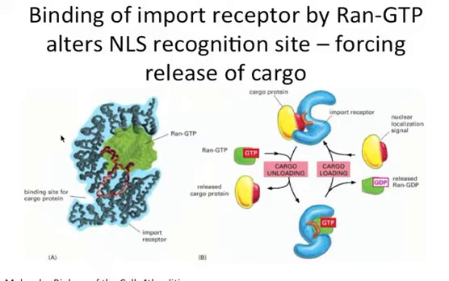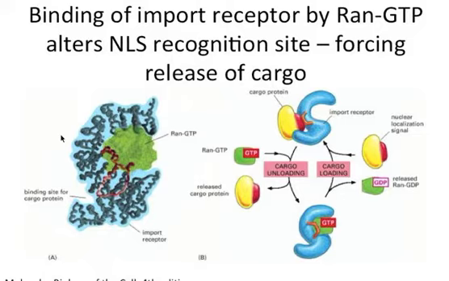Here's your importin. I'm going to turn it off because there's some red that I want you to see. Okay, so here's your importin, this S-shaped thing, and it's also here if you don't like the protein shape. And so you have two binding sites, one binding site for the cargo protein and one for RAN GTP. And basically what this is showing you is that when your cargo protein's there, there's this red loop here that interacts with the NLS in your cargo protein. But when RAN binds, this loop flips. So there's a conformational change that happens upon binding of RAN.